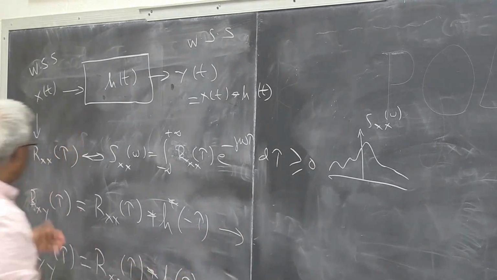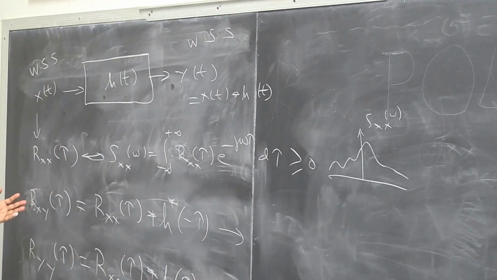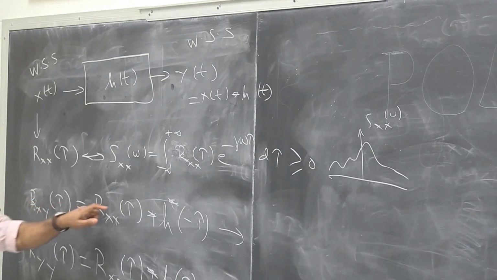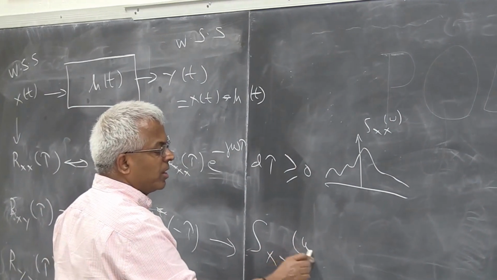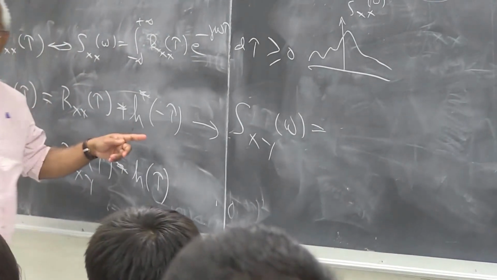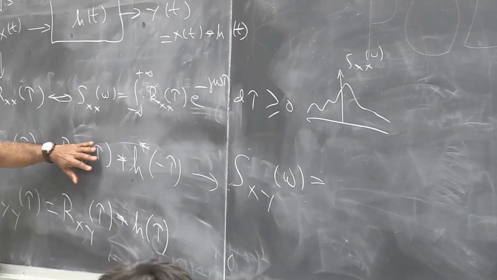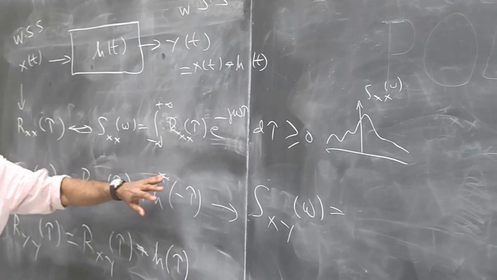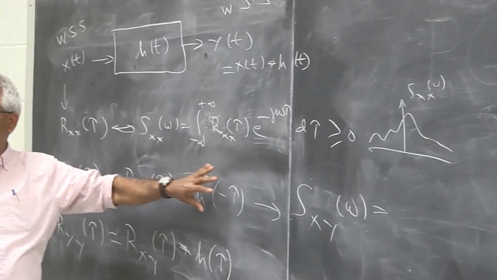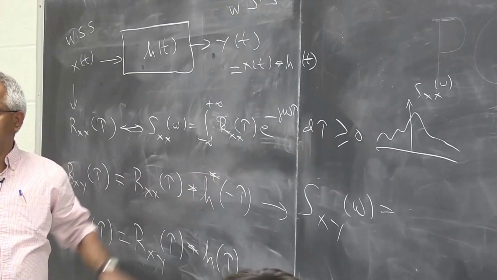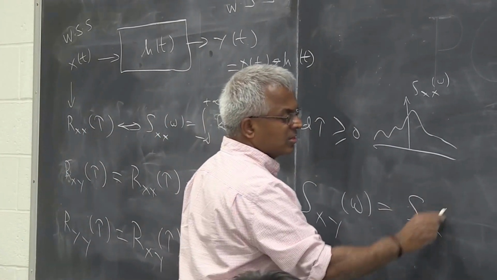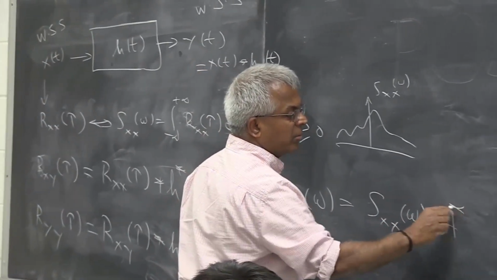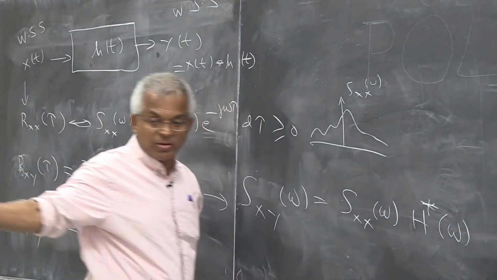So if I take the Fourier transform of this, we will call it the cross spectrum. What is the cross spectrum? Remember there is a convolution here. So you get Sxy omega is what? The Fourier transform of this multiplied by the Fourier transform of this. What is the Fourier transform of this? h tau. So this is Sxx omega multiplied by just h star of omega. We have it there, right?